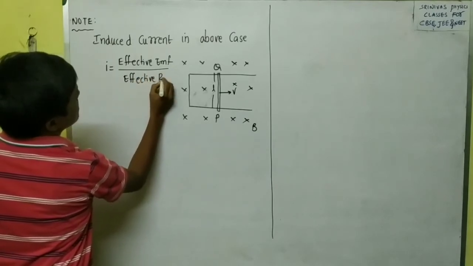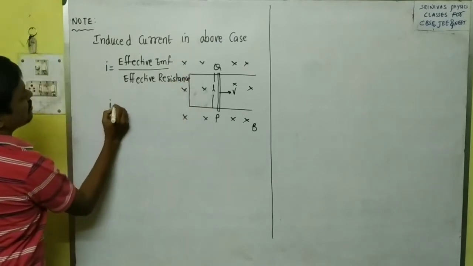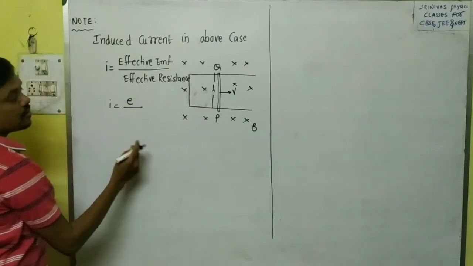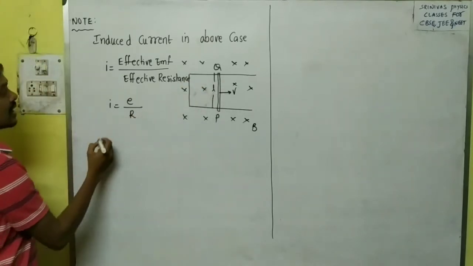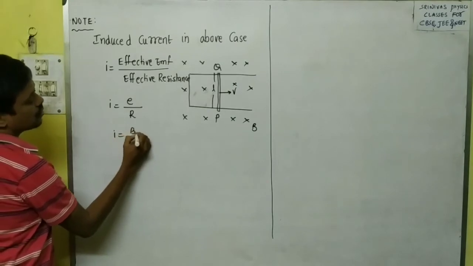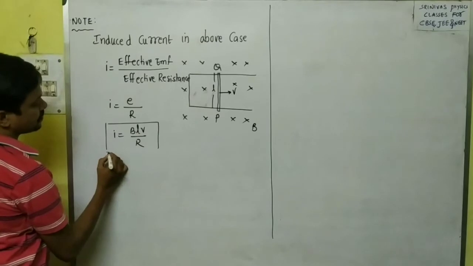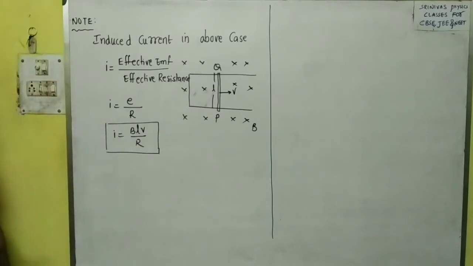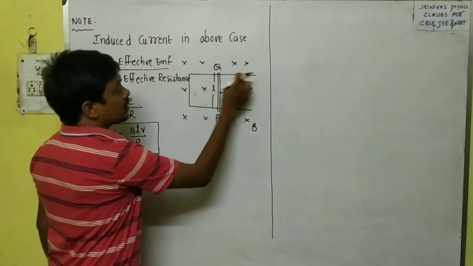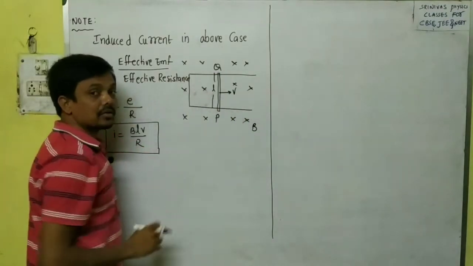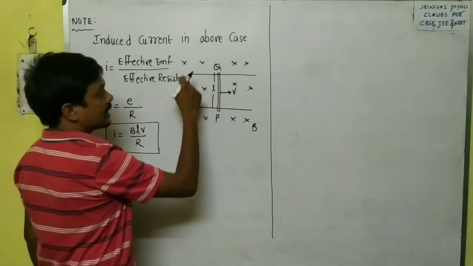Then what is the effective EMF? That is E, divided by the effective resistance R. This loop resistance we can consider as R. Then we write I is equal to BLv by R. This is the current formula. Then how to know the direction of the induced current? This is induced current, meaning developed current. Without a battery, this current will be induced. Now I want the induced current direction.